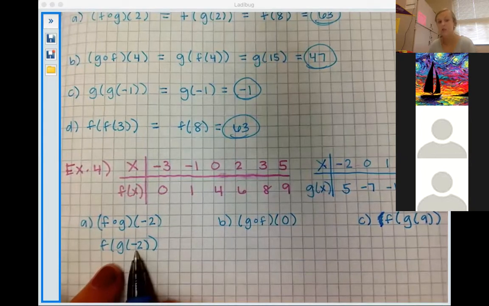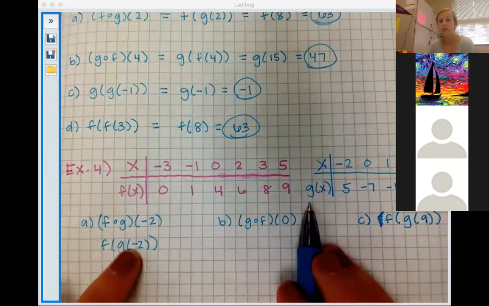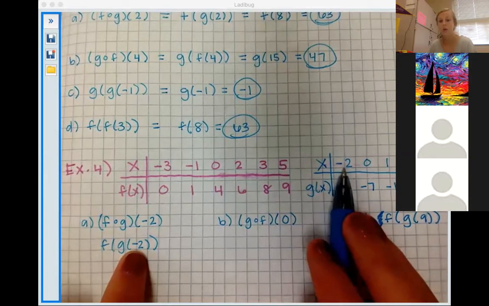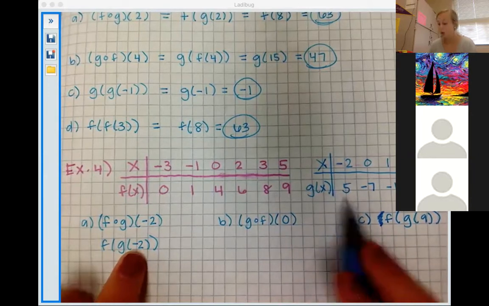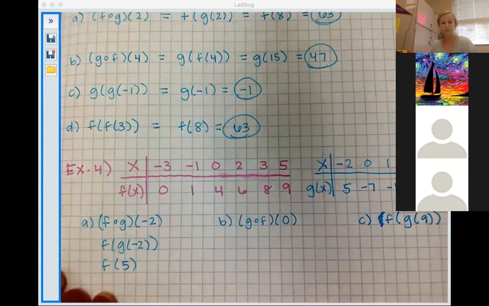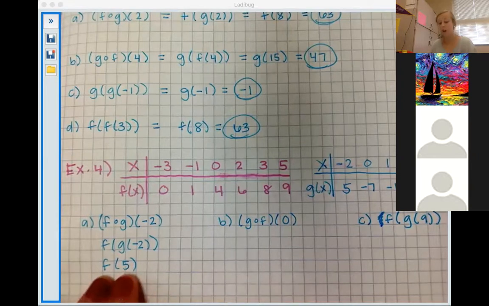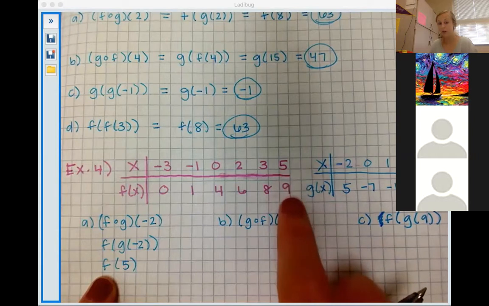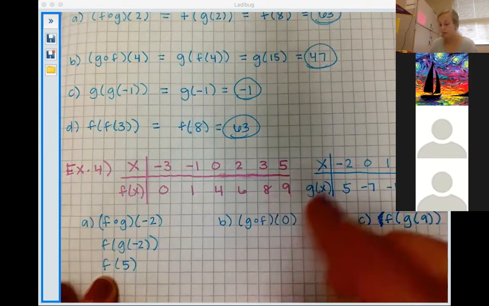So what this means is you go to the table for g, so that would be this one. You need to find where the input is -2 and what is the output. 5. So we're really finding f of 5. Now we go to the table for f and look at the input 5. What's my answer? 9. That's it.